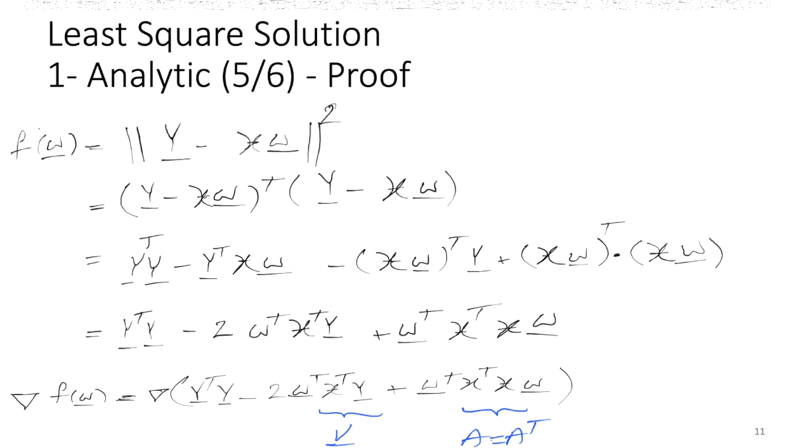Because there's no w in y transpose y, the gradient of that would be 0, so we ignore it from our equation. Last line, I'm taking the gradient. The first of the three, the first unit of that equation inside the gradient, that would go to 0, right?